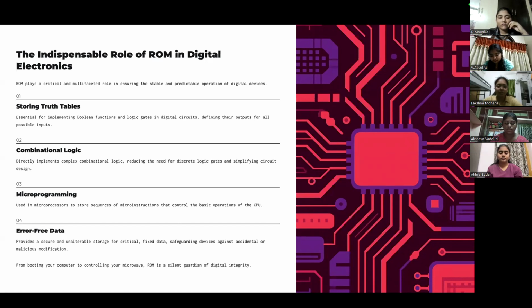Third one is microprogramming. In the microprogramming process, ROM is used to store microprograms, which are small sequences of microinstructions. These instructions guide the CPU on how to execute machine level instructions. Internally, this makes ROM central to controlling the basic operation of the microprogrammed process.